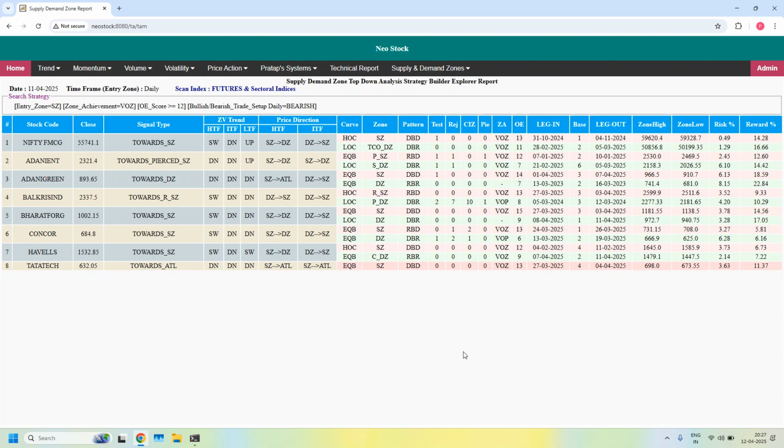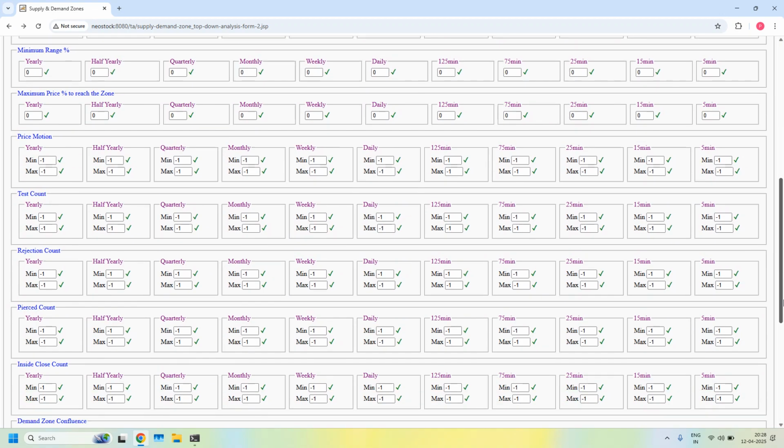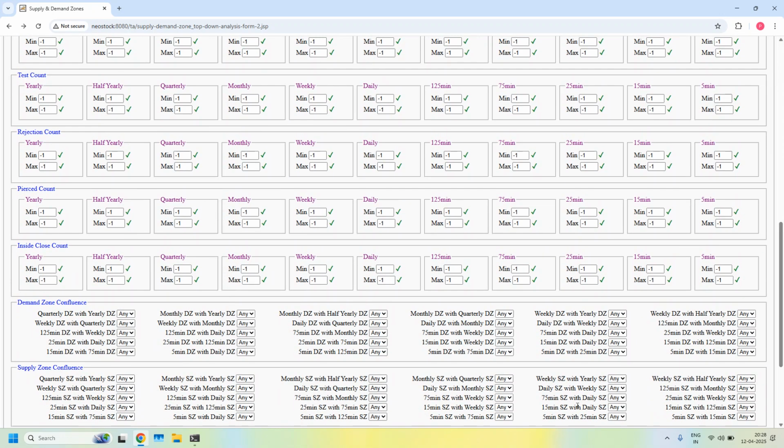Out of these 8 stocks, how many are having more high probability to get success? That we will filter based on the zone confluence. First filter, daily and weekly supply zone confluence. Because it is a bearish trade setup, we should look into supply zone confluence. So my entry time frame daily zone should overlap with the weekly zone. Then only the daily zone order flow could be much stronger.